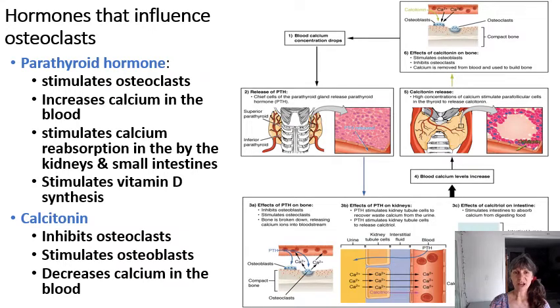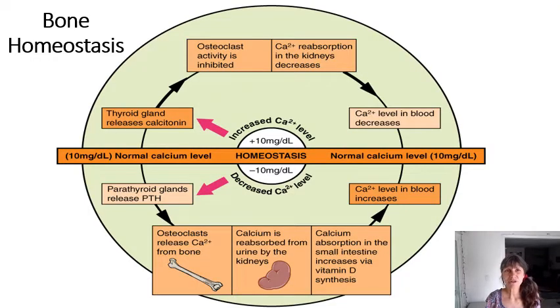Now, parathyroid hormone will break bone down even if bone is already weak or osteoporotic. It doesn't matter what the condition of the bone is. So it's really important to maintain strong, healthy bones at all times. Here we have a really good chart on bone homeostasis.